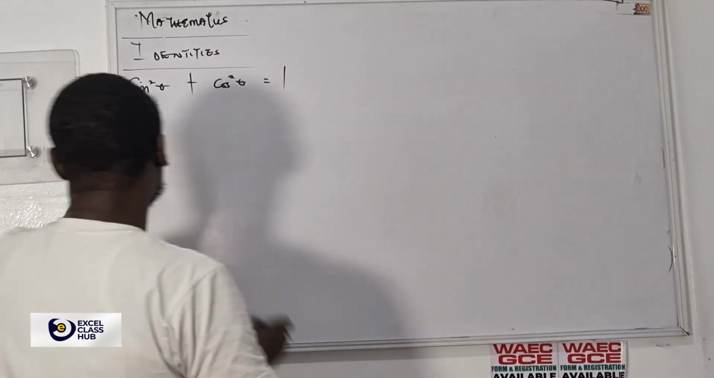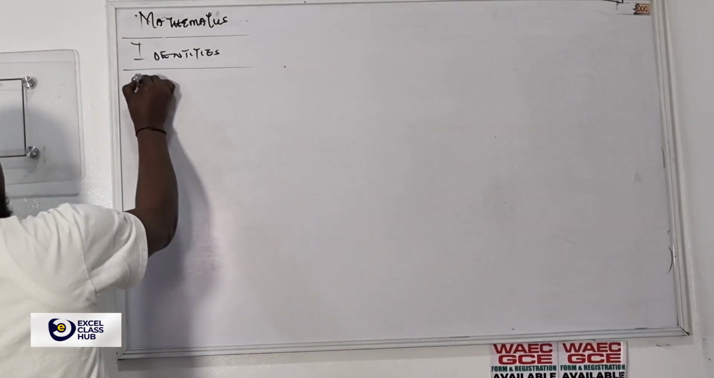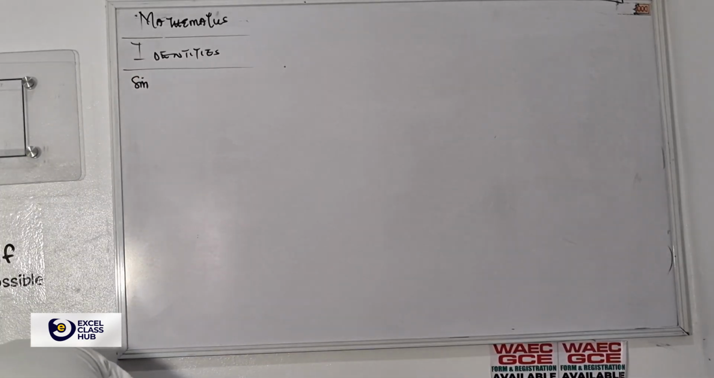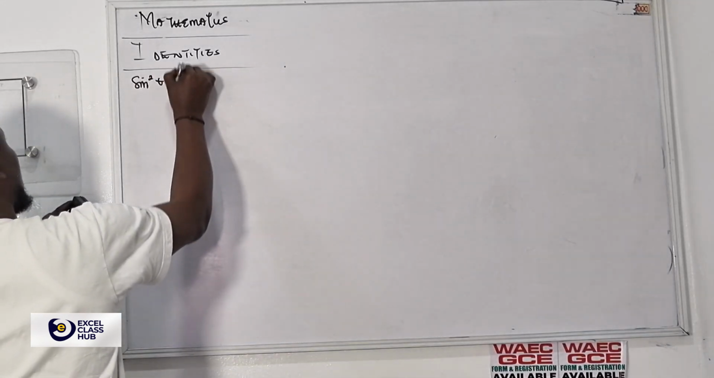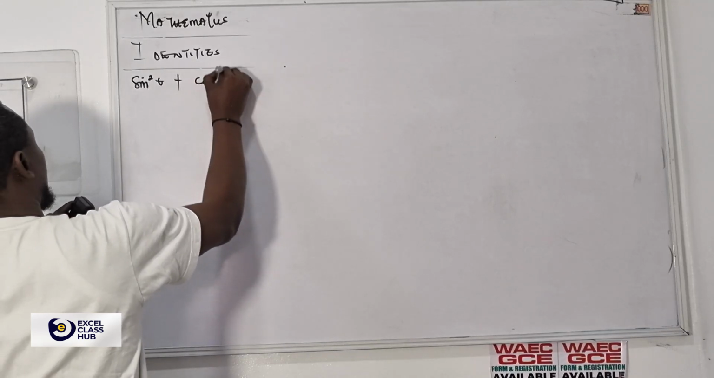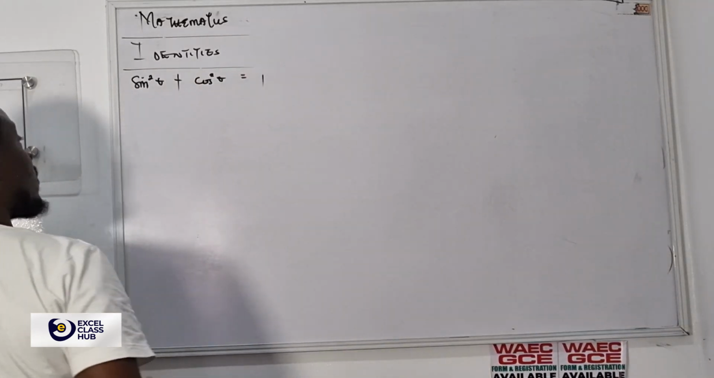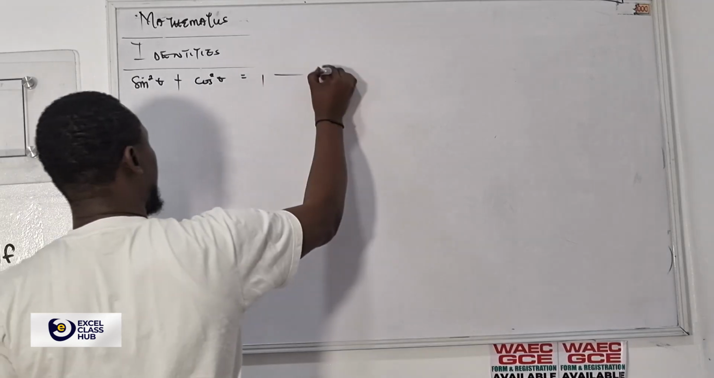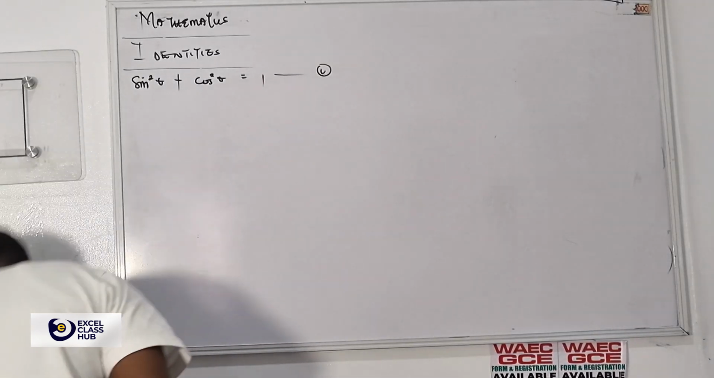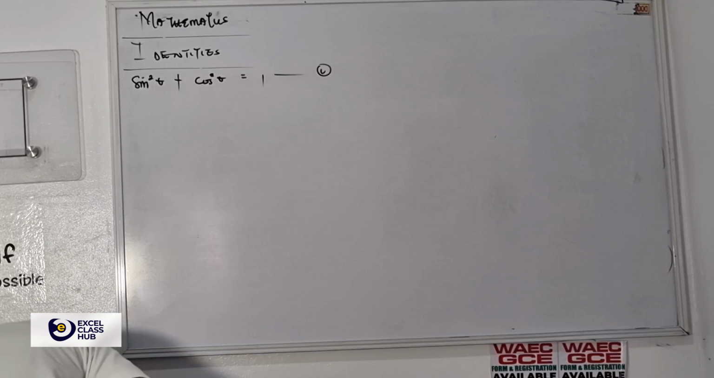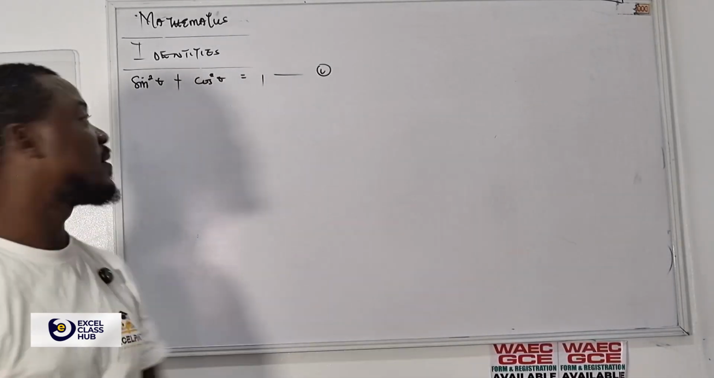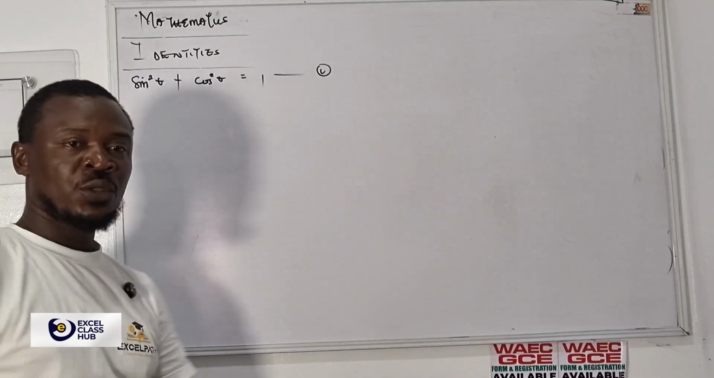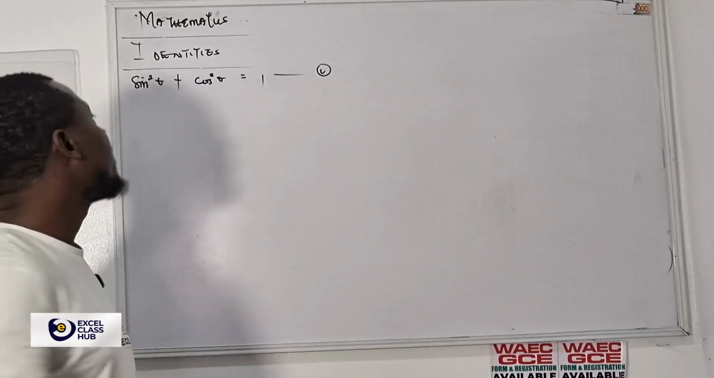If you remember, the second example I solved, I said sine squared theta plus cos squared theta equals 1, which is the second formula I solved. So this is the first formula for identities. Now, I want to use this formula to prove another 2 formulas.